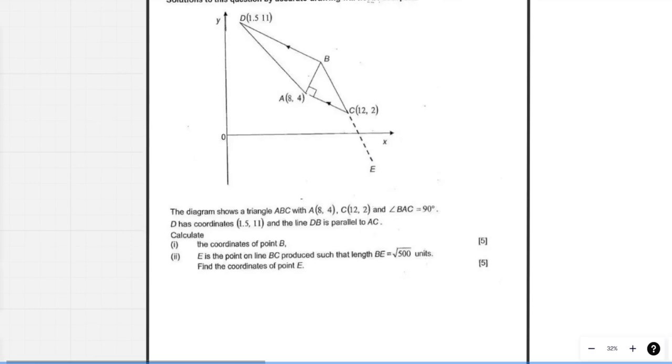Okay. Let me take a look. So what I see here is maybe I can extend this into like a rectangle because I see that line DB is parallel to line AC. So I can kind of have like this rectangle structure going on here where both of these triangles are equal to each other. What else can I do here? Maybe we can somehow use the distance between these points.